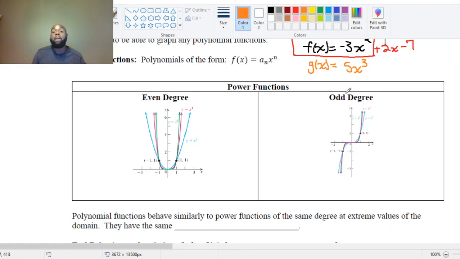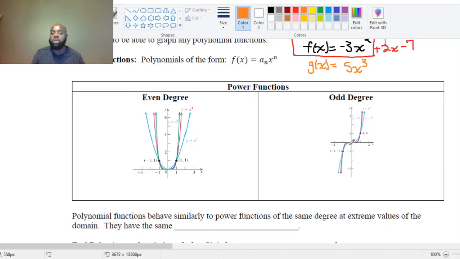When I talk about power functions of odd degree, like x to the 3rd, x to the 5th, x to the 7th, I have x to the 3rd here in blue. I hope you can see that. I have x to the 5th in pink and x to the 7th in green. It may be hard to see, but it's kind of the same thing. They generally have the same shape as f of x equals x cubed.